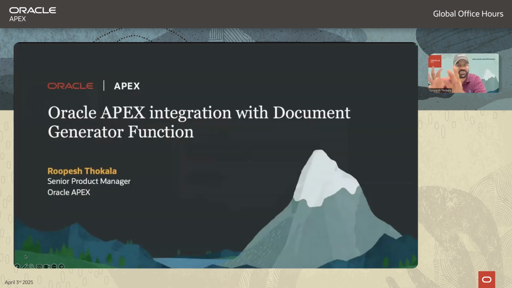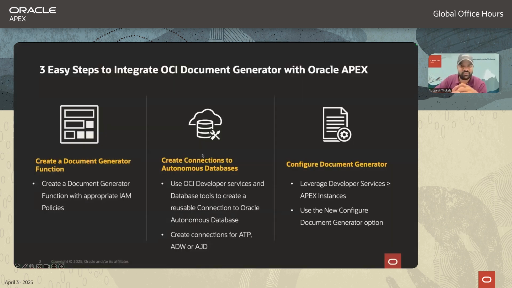Thanks, Menno. That was an amazing introduction to the OCI document generator function and how to create that with proper policies. Hello, everyone. My name is Roopesh. I'm part of the Oracle Apex product team, like Jason introduced already. Over the next 10 to 15 minutes, we'll see how to set up document generator using the wizard that we have with the latest OCI updates.